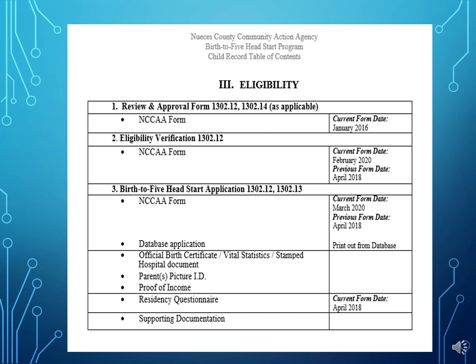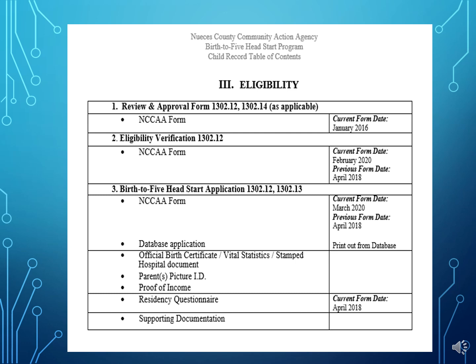Then we go to the next tab of the table of contents, which is eligibility. Under eligibility, this is everything that pretty much was submitted at the time of intake, when the parent actually came and applied for the program.